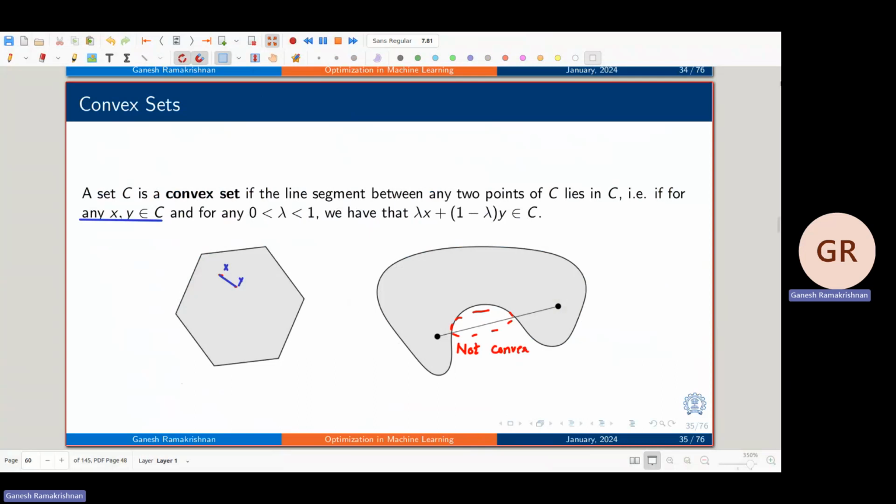So the first is convex set. A set C is convex if for every two points x and y in the set, all points in the line segment lie within the set. Very easy to comprehend. Right? And the best way is to think of this. You have x, you have y, and this combination, which is going to be our favorite combination, lambda x plus 1 minus lambda y, for all lambda. Okay. This is my set.